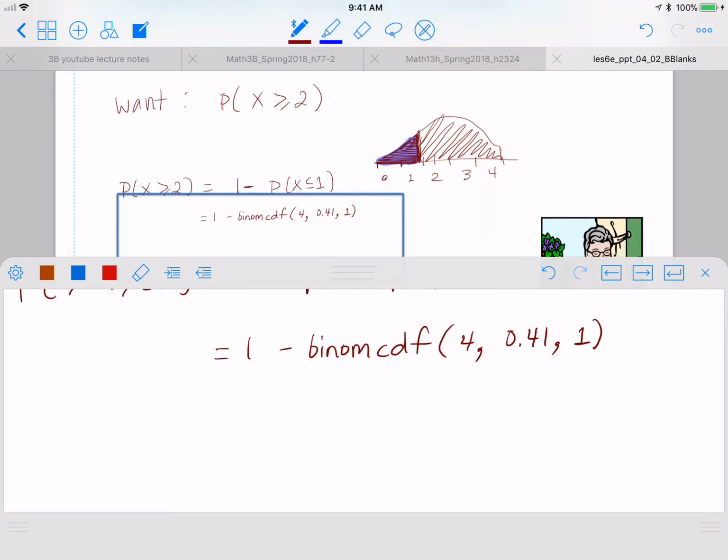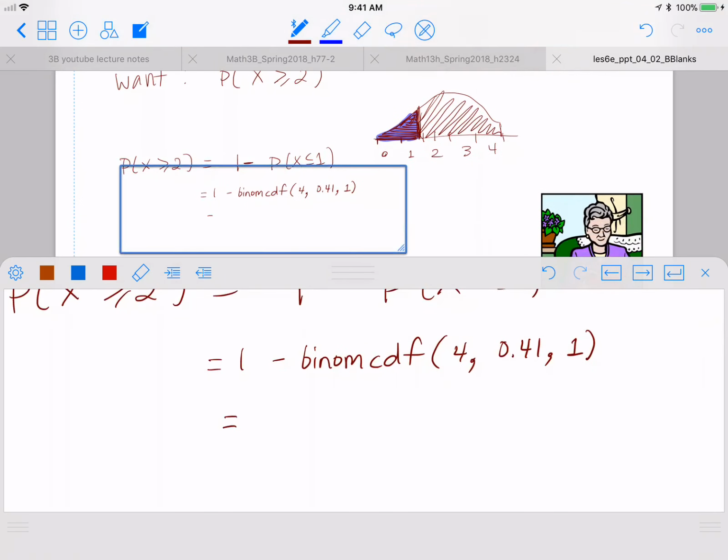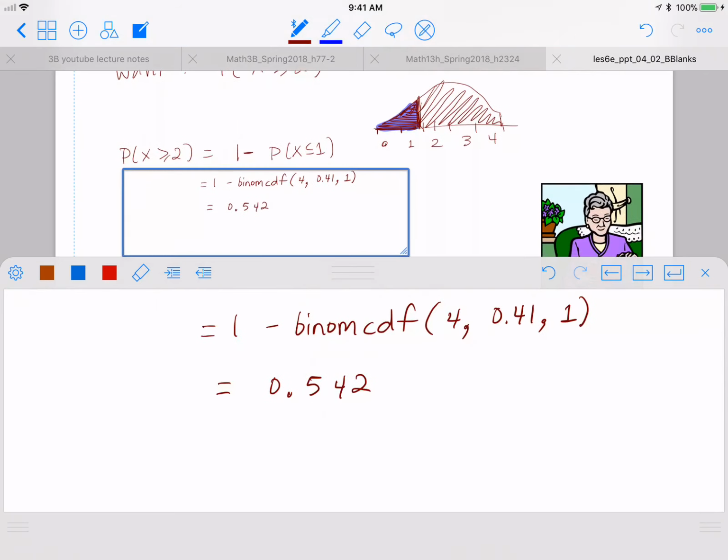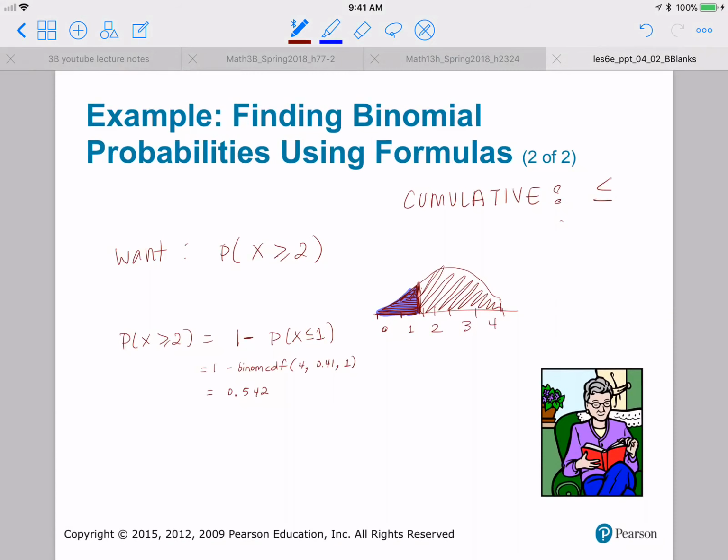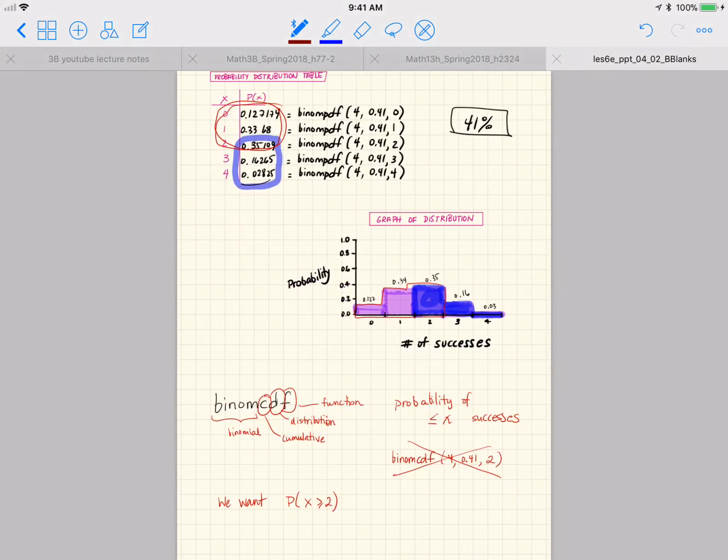So this should be approximately 0.542. Okay, and I want to introduce this to you because this is going to be this skill of being able to look at our distribution, a graph of the distribution, and play around with: are we going to the left? Are we looking at the terms to the right? 1 minus, all this stuff is going to really come into play for the rest of the semester. So that's why I want to introduce it to you earlier.